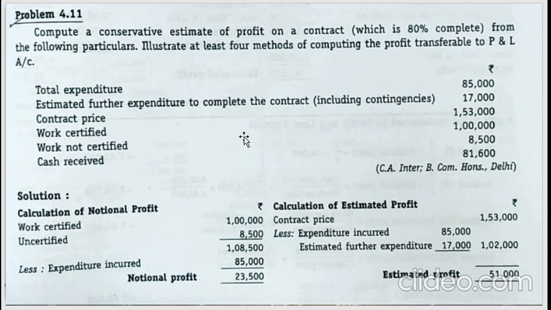In this video, we'll be discussing problem 4.11. Compute a conservative estimate of profit on a contract which is 80% complete. From the following particulars, illustrate at least 4 methods of computing the profit transferable to profit and loss account. We have already solved problems where the percentage of profit which will be transferred to profit and loss is calculated, using various formulas to estimate the profit to be transferred.